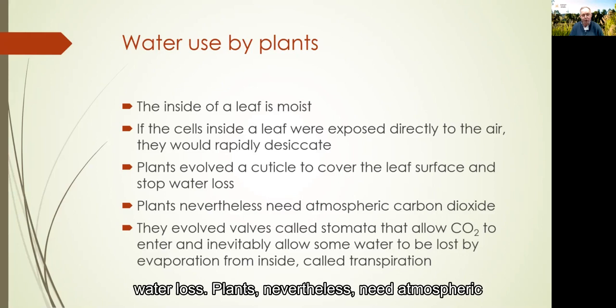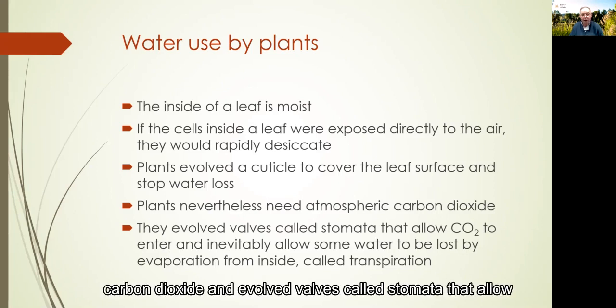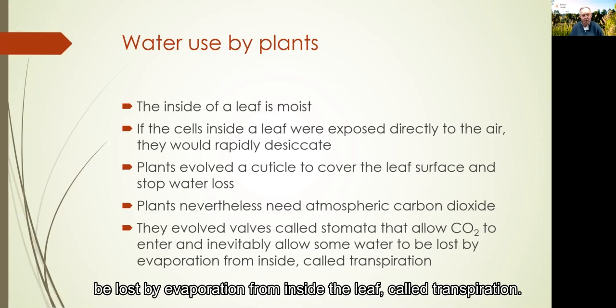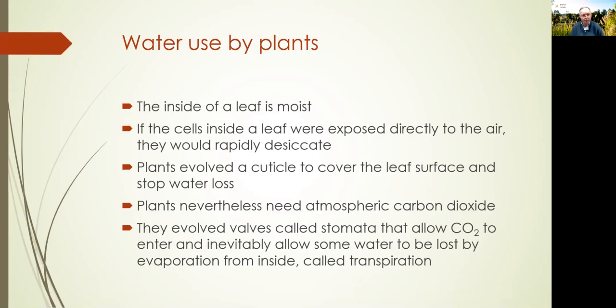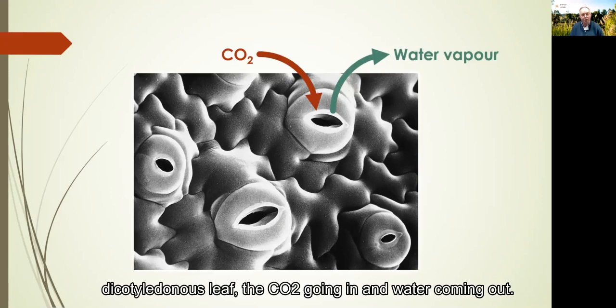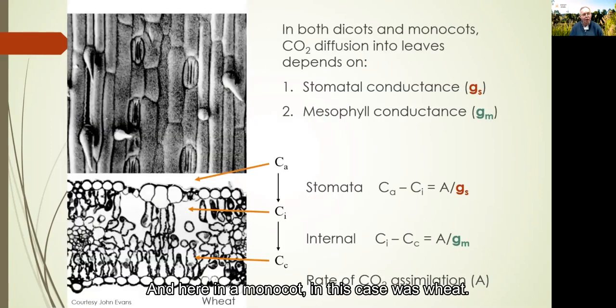Plants nevertheless need atmospheric carbon dioxide. They evolved valves called stomata that allow carbon dioxide to enter and inevitably allow some water to be lost by evaporation from inside the leaf, called transpiration. Here we see the stomata on a dicotyledonous leaf with CO2 going in and water coming out. And here in a monocot, in this case it's wheat, you see the different shape of the stomata.